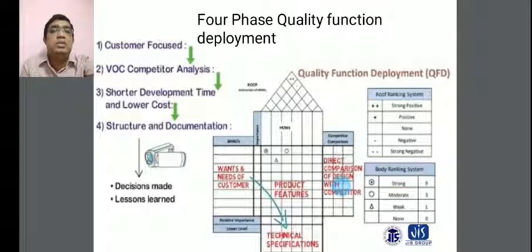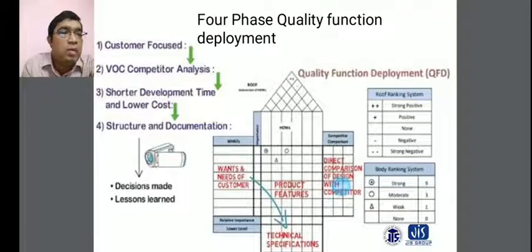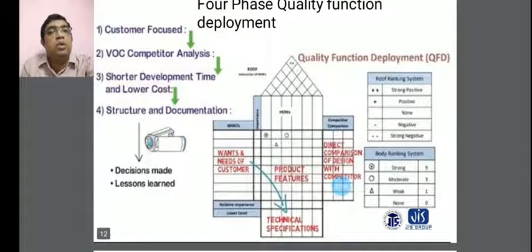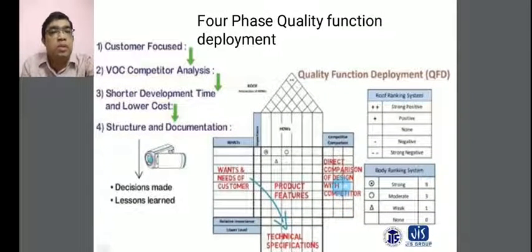Another thing here is that shorter deployment time and lower cost also come from the four phase quality function deployment. This is number three, the shorter deployment time, and this will be considered according to the different times given: strong, moderate, weak. It will be considered according to the time, and also the cost of the products.